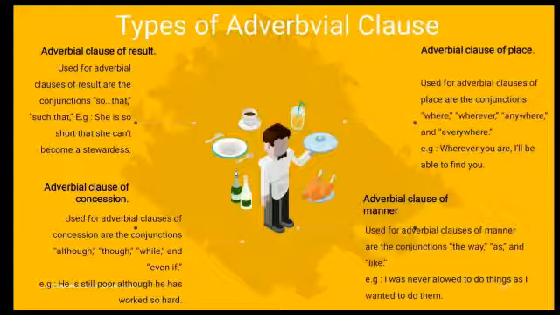And the last is adverbial clause of manner. This type of adverbial clause specifies how something is done or accomplished by comparing it to the manner or way a similar action in the main clause is done or accomplished. Used for adverbial clause of manner are the conjunctions the way, as, and like. For example, I was never allowed to do things as I wanted to do them.